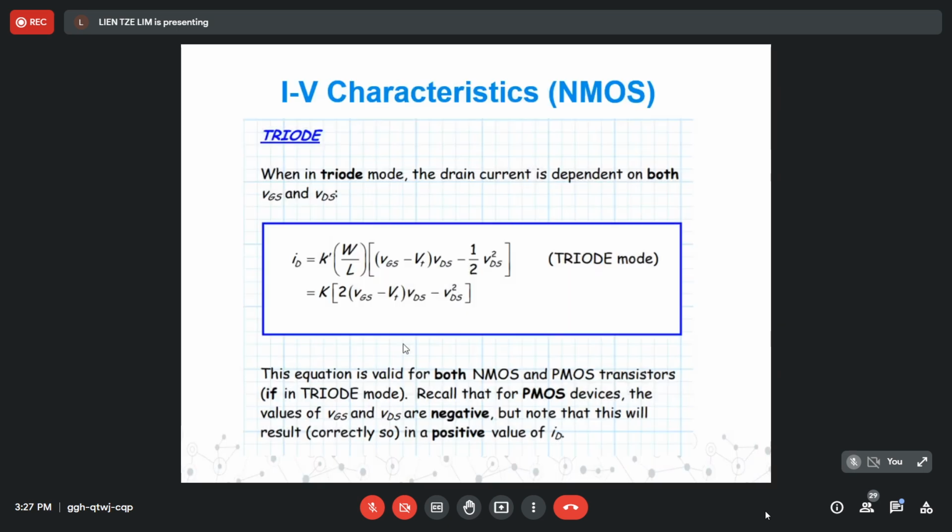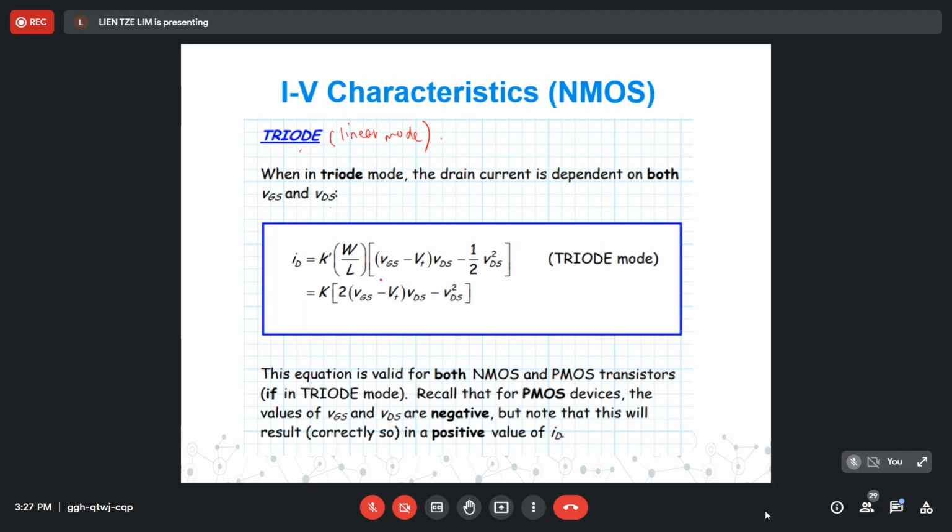Now I go to the next. This triode, this is another term, triode. This actually means the linear region, linear mode. Sometimes this term is used to represent linear mode. When in triode mode, the drain current is dependent on both VGS and VDS. So you see this is the drain current formula.